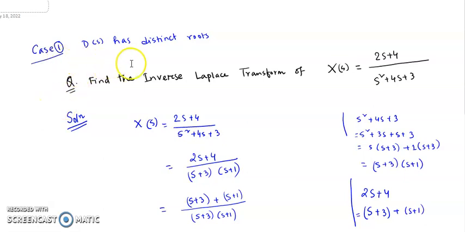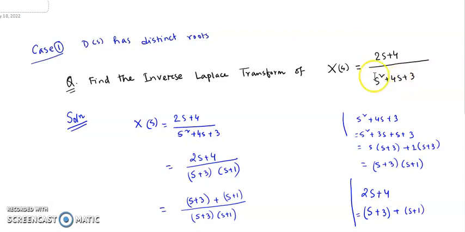Let's start the first category example where D(s) has distinct roots. The question is: find the inverse Laplace transform of X(s) equal to (2s + 4) divided by (s² + 4s + 3). Here it is mentioned that D(s) has distinct roots, so we have to verify that.